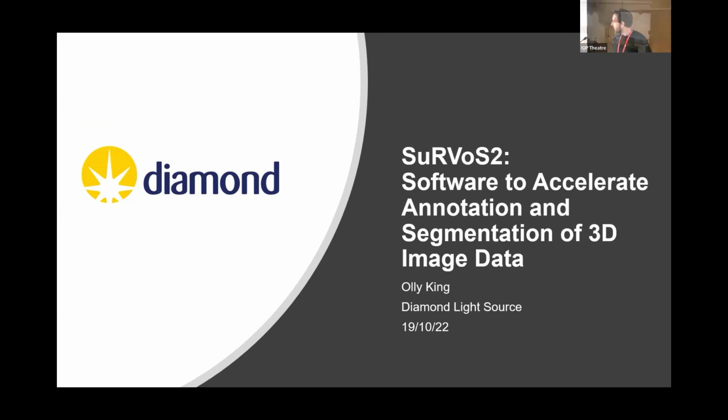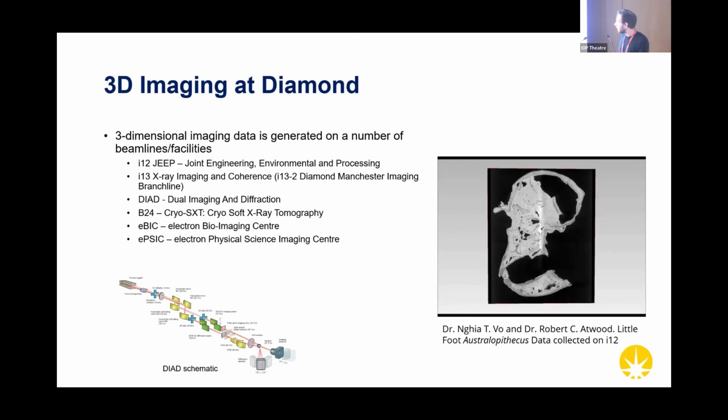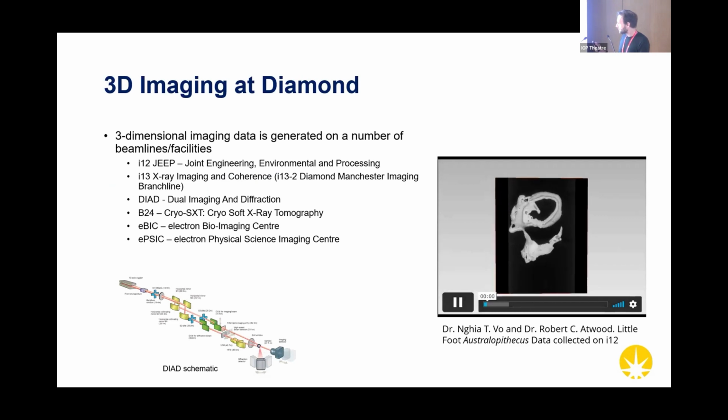Today I'm going to talk to you about our software, Servos 2. This title is a little bit shorter than in the program book because it looked ridiculous when I put all the words on the title page, but it's basically software to accelerate annotation and segmentation of 3D image data. There's a little video just about to play.